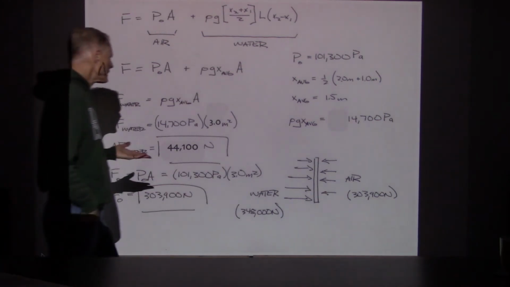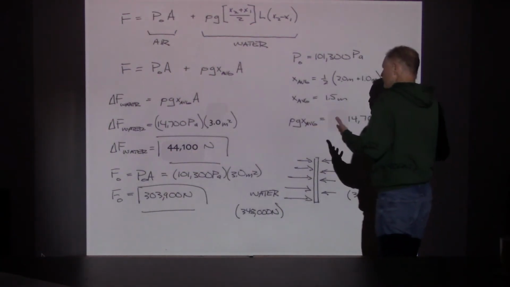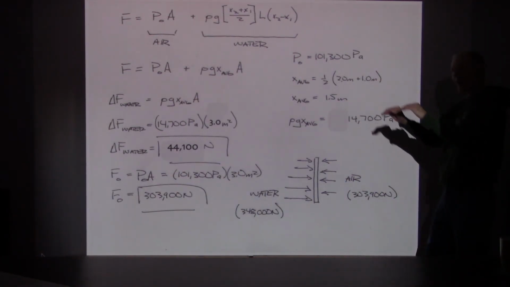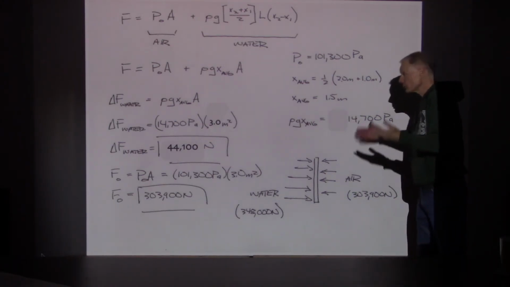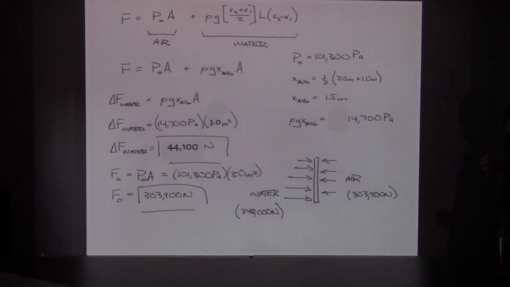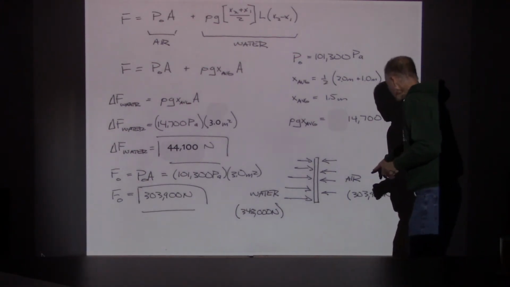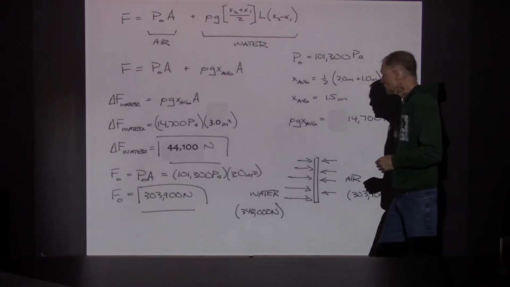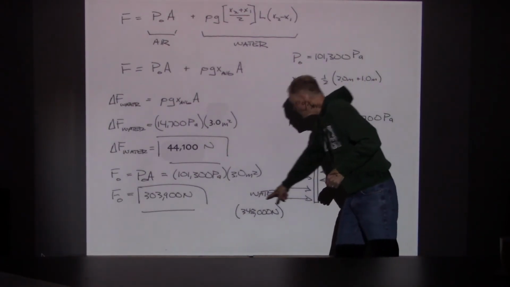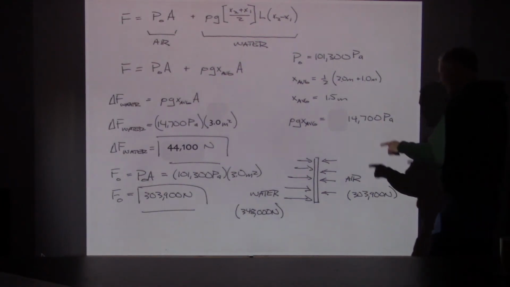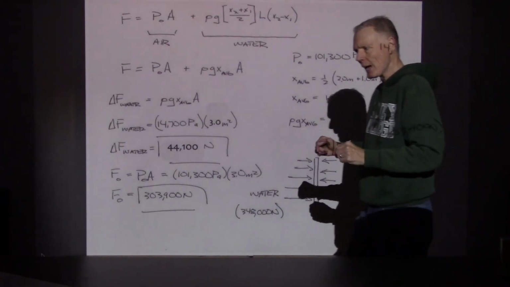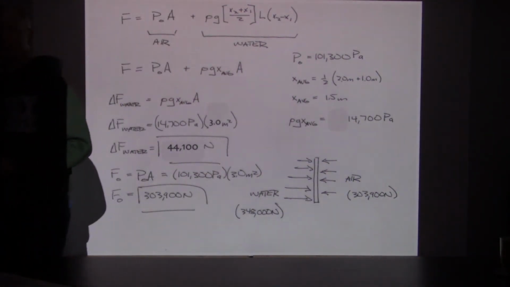Now, what's going on on the two sides then? If we think of the air pressure pushing against that window from the outside, the air pressure itself is 303,900 newtons. So the outside air is 304 kilopascals. The water from inside, once I've added on the atmospheric pressure, is 348,000. So those are absolute pressures of air from the outside and water from the inside. I think it's good to practice that.